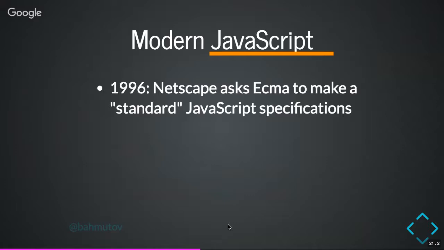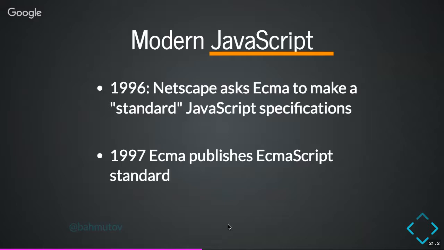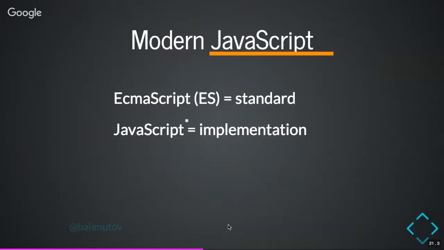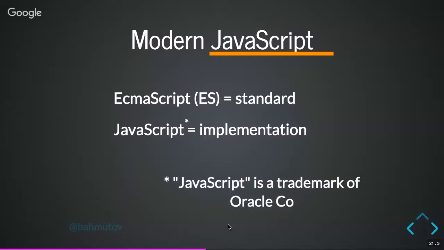So they asked this organization called ECMA, hey, we have this language. It's pretty simple. Can it become a standard? And then other people can code to that standard. So a year later, the ECMA organization published the EcmaScript standard. So the official name of the standard is EcmaScript. That's why it's called ES. And JavaScript is just one implementation. There were others, like ActionScript in Flash, which actually conform to the standard. Funny enough, JavaScript is a trademark of Oracle. And Oracle is evil, so we'll see what that leads to.